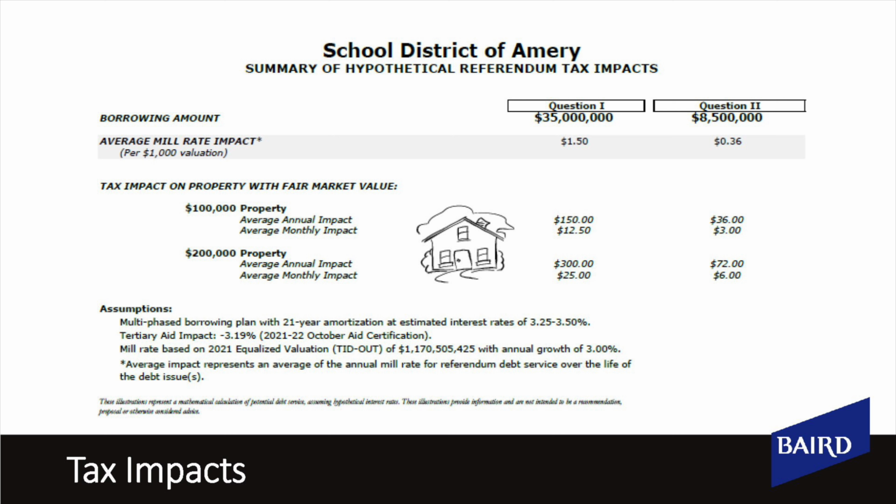It's 36 cents. Moving that decimal point gets you to $36, and that gets you to a monthly impact of $3, and doubled if it's a $200,000 property.